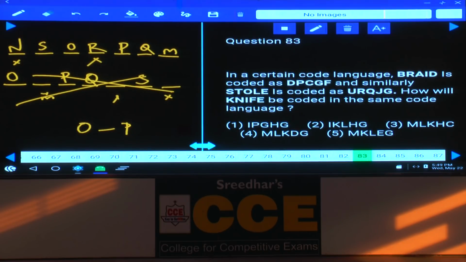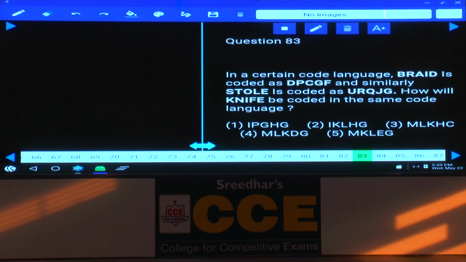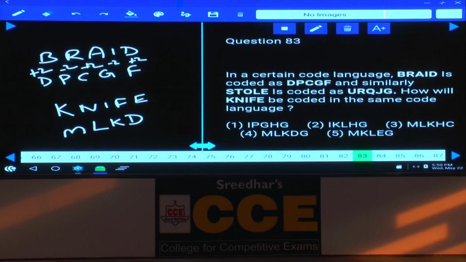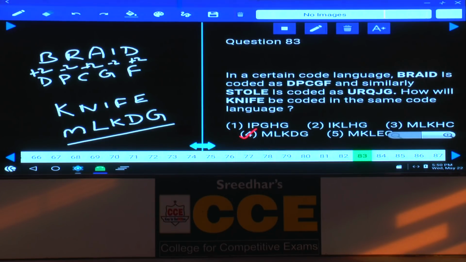Then 83. Now in this question number 83, it is based on coding and decoding. BRAID, bride. It is coded as DPCGF, isn't it? Now B and D plus 2, R and P minus 2, A and C plus 2, minus 2 plus 2. And similarly stole, S plus 2, T minus 2, plus 2 minus 2 is fine. Hence now the code to the word knife. Tell me what is the code to the word knife here? K plus 2 is M, N minus 2 is L, I plus 2 K, F minus 2 D, E plus 2 Z, MLKDZ, that is choice 4, 83.